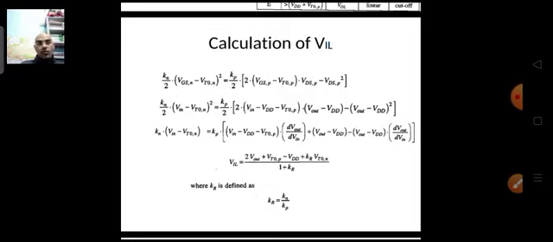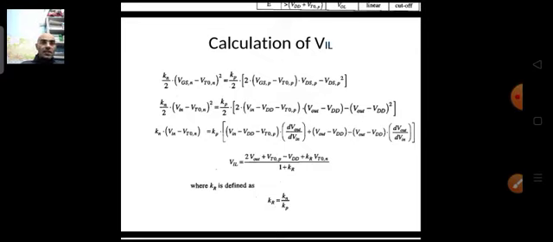Then your VIL, if you write the equation, will become twice of Vout plus VTP minus VDD plus KR. KR is nothing but the ratio of the process transconductance parameters of the NMOS and the PMOS.